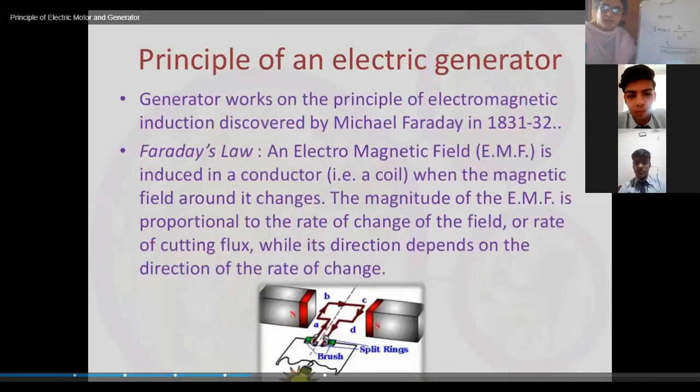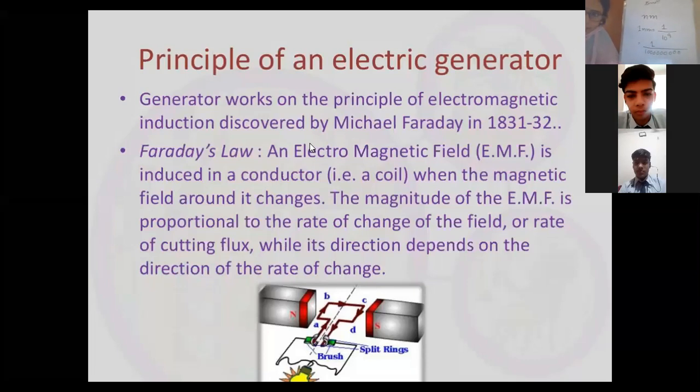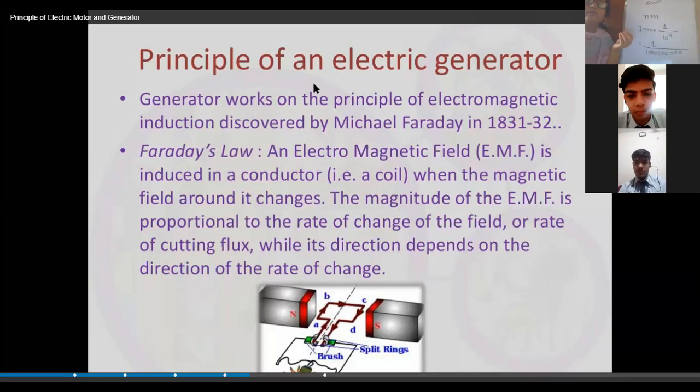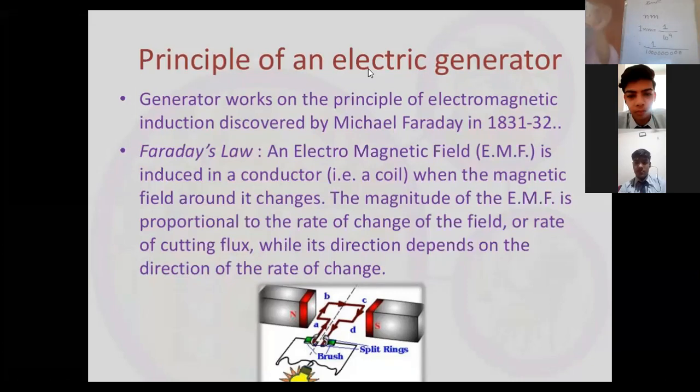Electric generator works on the principle of electromagnetic induction. The principle is that whenever there is a change in the magnetic flux or magnetic field, electricity or electric current will be induced in the coil, right? Keeping the same principle in mind, we constructed a generator.